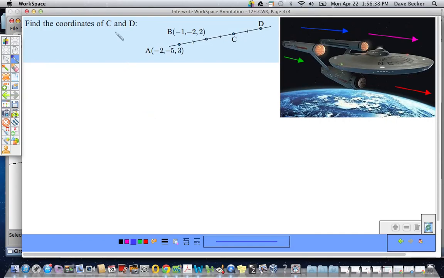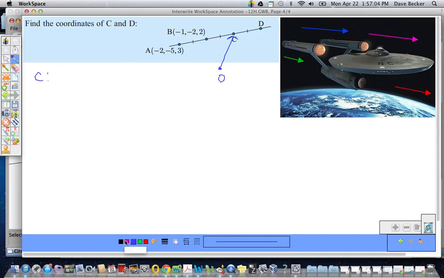So find the coordinates of C right here and D. One thing that they don't say that they should is the distance between consecutive points is the same. A to B is equal to B to C is equal to C to D. So we're going to find vector C here. And to find vector C, I want you to consider some origin. Maybe it's right here. And here is vector OC.